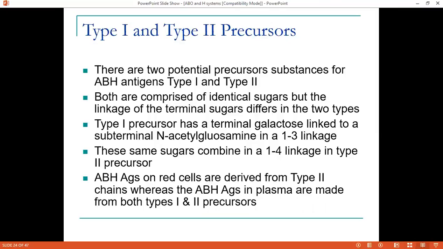And this is what I had talked about earlier, about how there's type 1 and type 2 precursors, and there are 2 potential precursors available. The type 1, again, is the beta 1-3 linkage of the terminal galactose to the second sugar, the N-acetylglucosamine. And then you could also have a beta 1-4 linkage, where the 1 carbon of the galactose adds to the 4 carbon of the N-acetylglucosamine. So ABH antigens are red cell antigens. They're derived from the type 2 chains, whereas ABH antigens in plasma and our secretions are actually developed from both types 1 and 2.